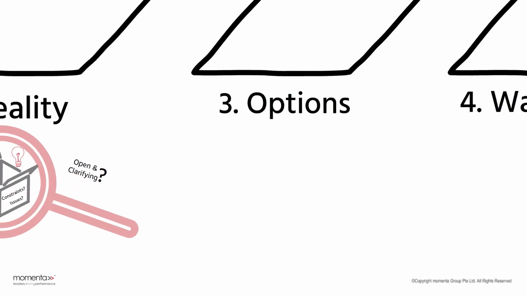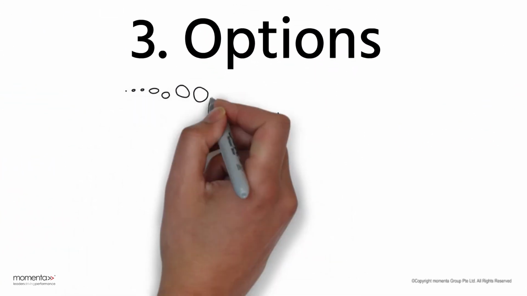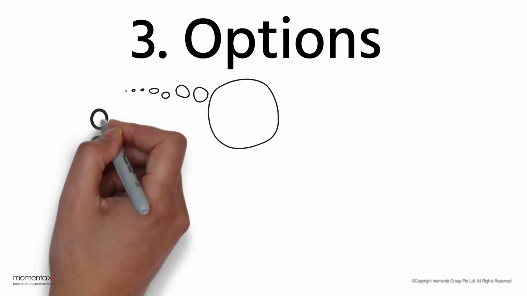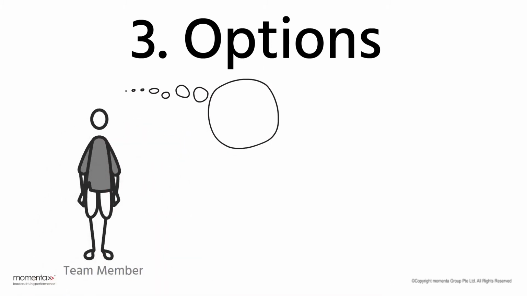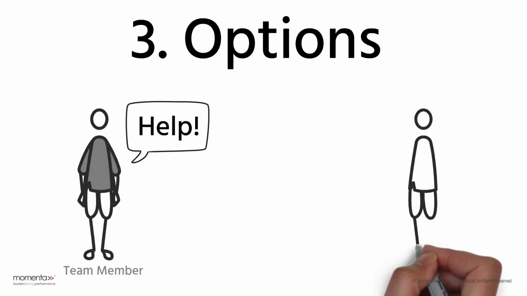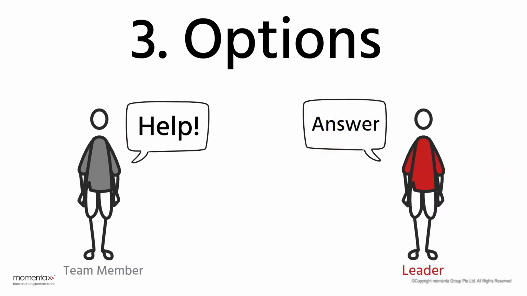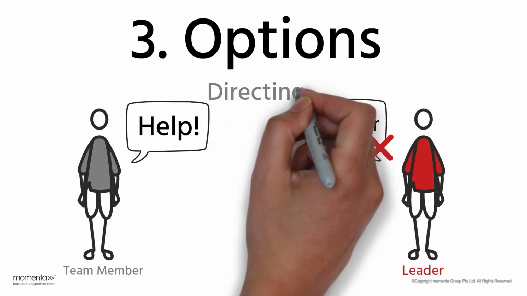O is options. This is the brainstorming part of the coaching conversation. The idea is to encourage the coachee to come up with as many options as possible on what may be suitable solutions. Very often, the coachee may ask, "Boss, what should I do?" And it is very tempting for you as the leader to immediately come up with the answer. In this case, this is directing, not coaching.